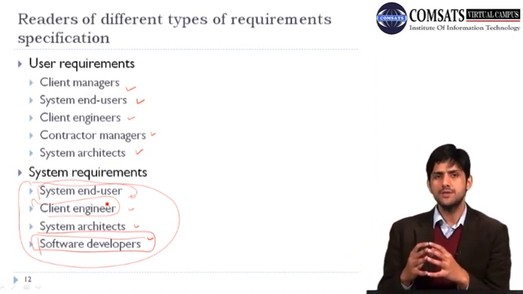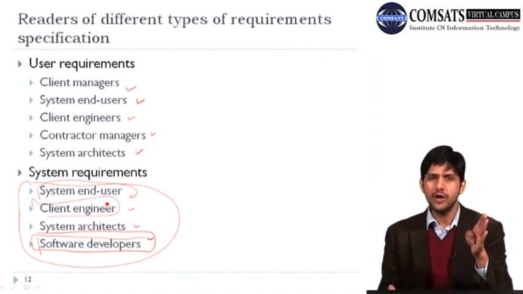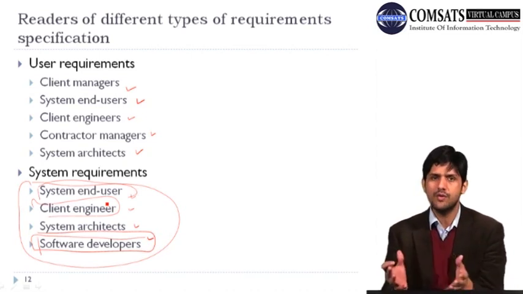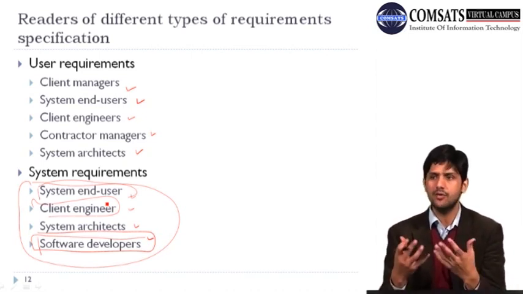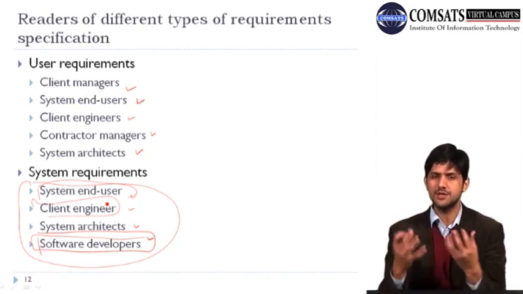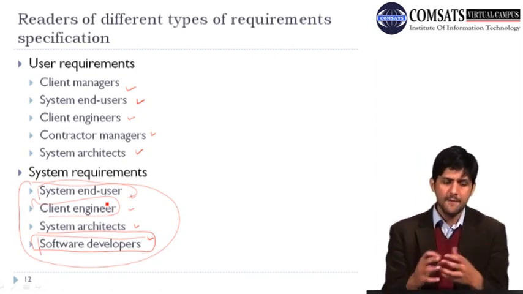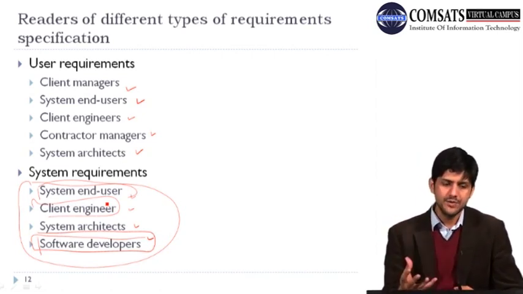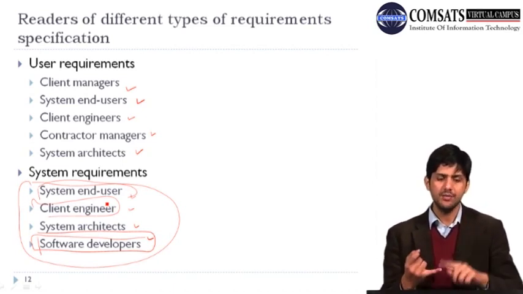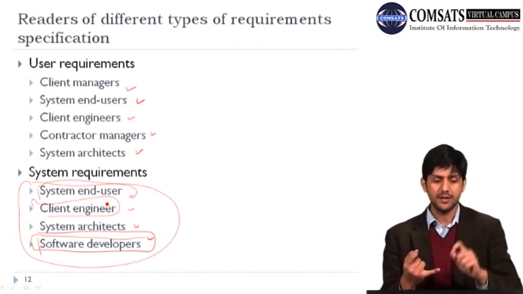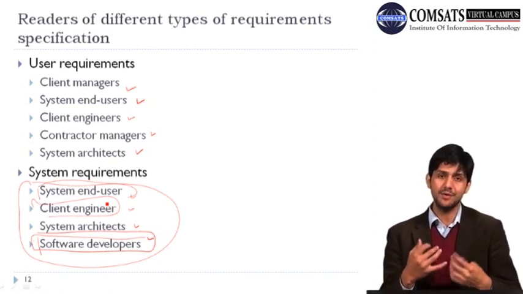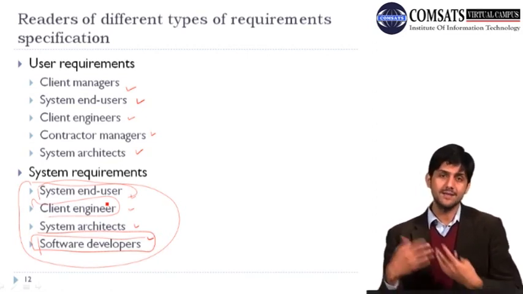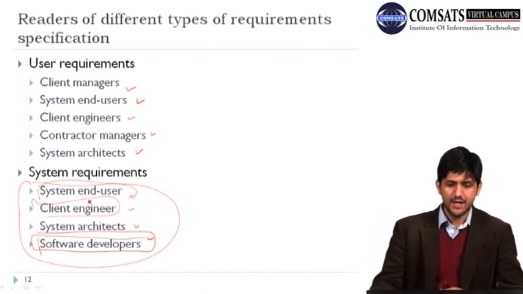developers, because you tell them that when you are designing a system, you need to not only look at the user requirements, but also at this low level of abstraction, because in reality, all the big functionality that we want is a mixture of these small things. So we need to identify who the users are. Generally for a user requirement, we have client managers, system end users, client engineers, contractor managers, and system architects, whereas for system requirements, we have developers, architects, system end users, and client engineers.